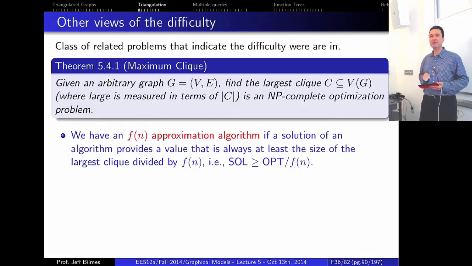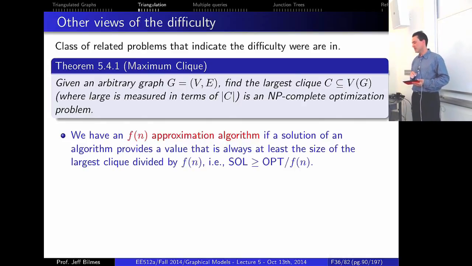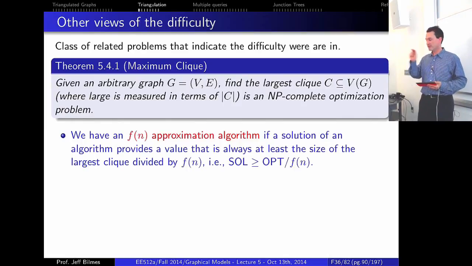This is a very famous NP-complete problem called maximum clique. This goes way back to the early days. The problem is the following: you're given an arbitrary graph, and what you're trying to do is find the largest clique, largest in terms of number of nodes in that graph. And this is saying that that's an NP-complete optimization problem.